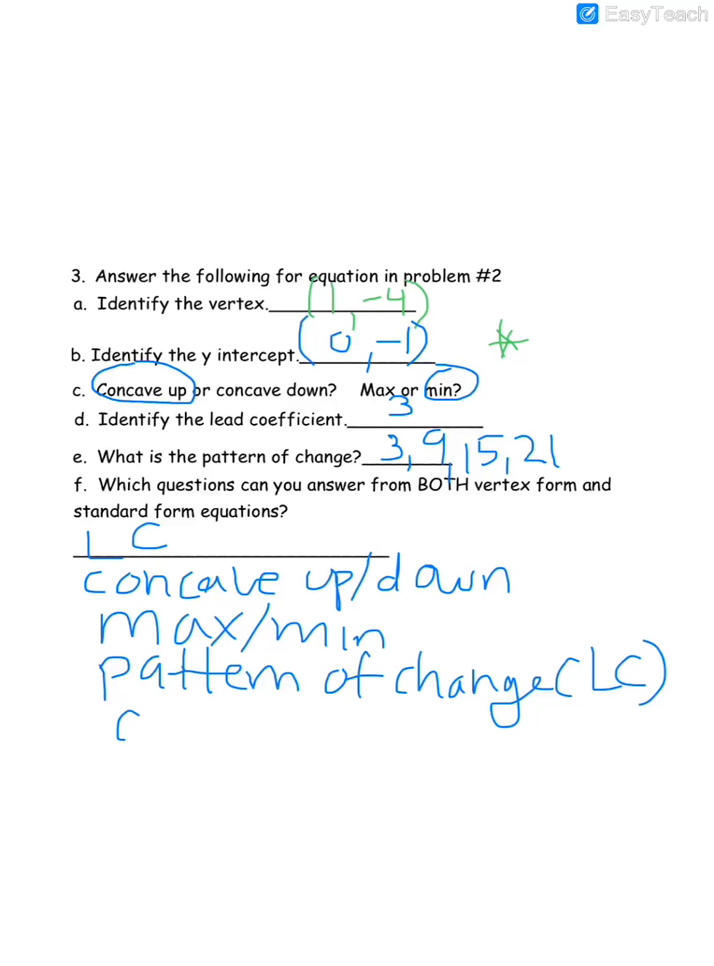And for both of them, I could probably do the axis of symmetry. I think it's a little easier in vertex form because it's just x equals h. But if you did x equals negative b over 2a, you could find that as well. All right, let's move on to the next slide.